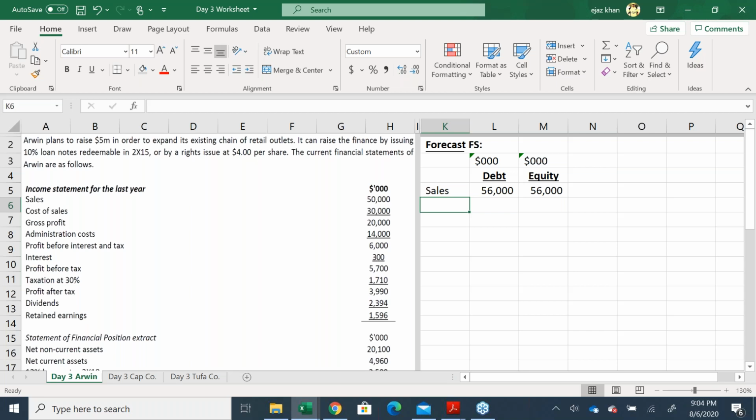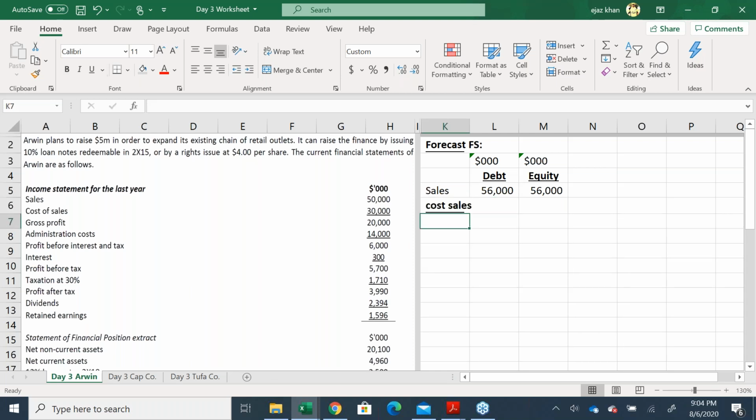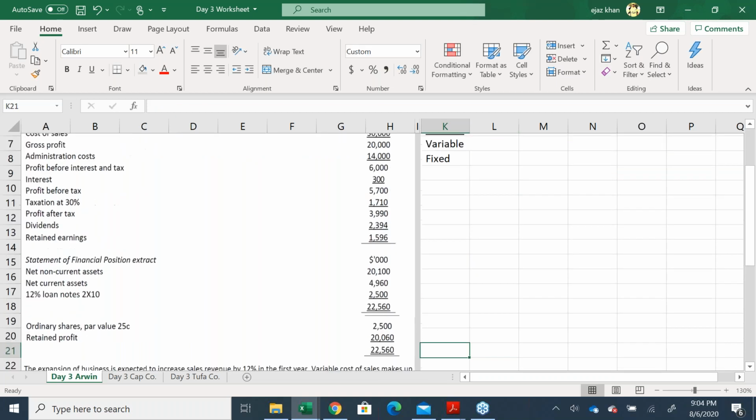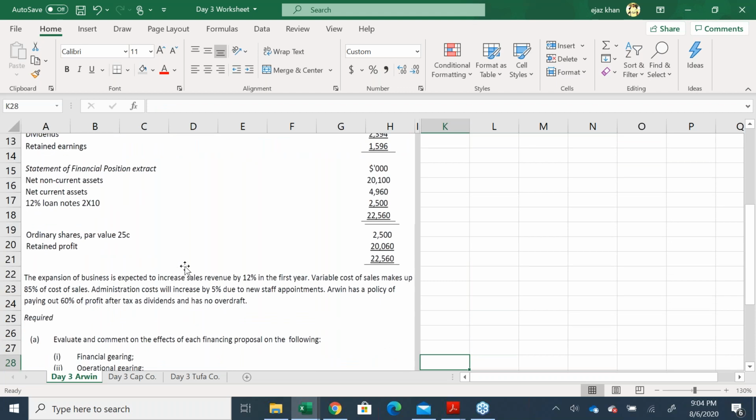Okay, so we will just simply follow the format that they have already used. Then comes cost of sale. For the cost of sale, we have to divide it into 2 parts, the variable part and the fixed part. Because if you just look at the question, it says that the variable cost of sale makes up 85% of cost of sale.